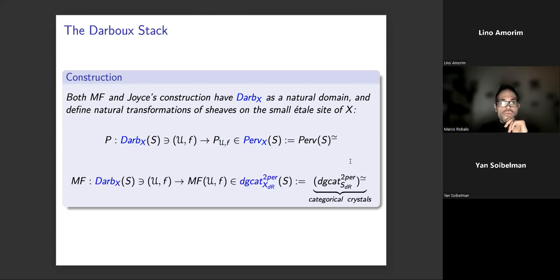The same thing works for the DG categories. If I take a local model, a local presentation of my S, I can send it to MF, and this MF is a locally defined DG category. There is a subtle point: if you want to glue these MFs, you cannot just glue them as DG categories, which are k-linear. You have to glue them as DG categories with a connection. There is a connection that appears in the game that I will not have time to explain, but I can explain it if you ask me at the end. There is a subtlety with the k-linearity, and that doesn't work. Anyway, these constructions are both defined on the Darboux stack.